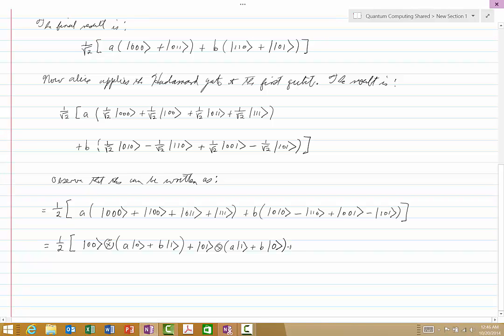Then if we try to take out |10⟩, we'll have a|0⟩ here from the second term, and minus b|1⟩ from the eighth term.